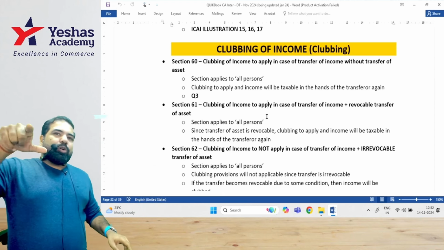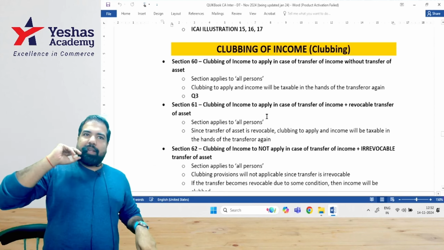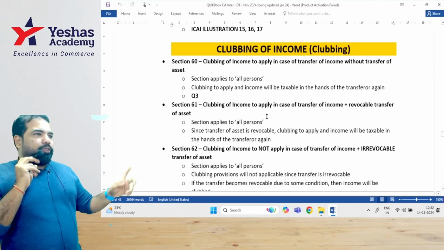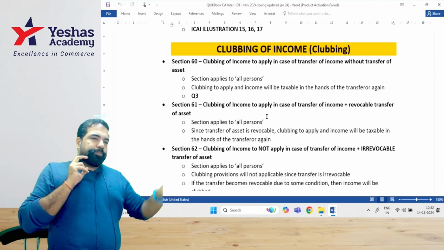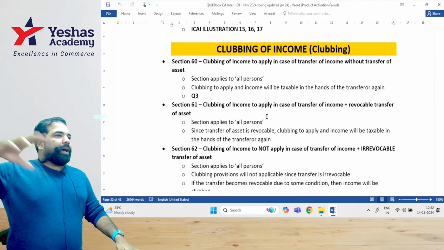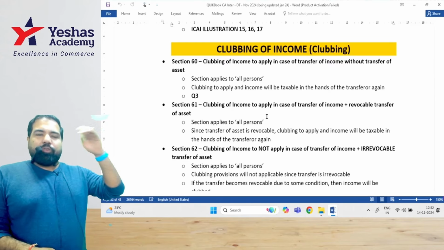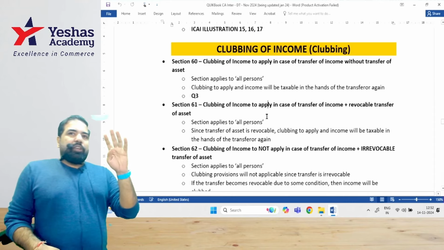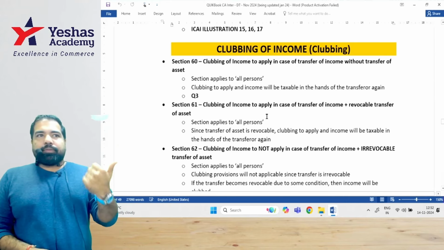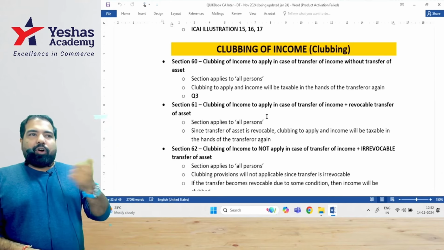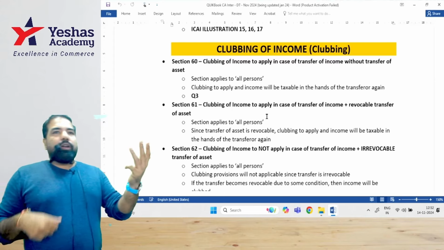Guys, clubbing happens because if it's your income, can you pass it to someone else? Yes. But the government has a philosophy, the dog always goes back to its owner. So they say if it's your income, pass to someone else, it will come back to you. But not to everyone, only how many relations? Four. The government says if it's your spouse or son's spouse, son's wife, or minor child, or HUF.